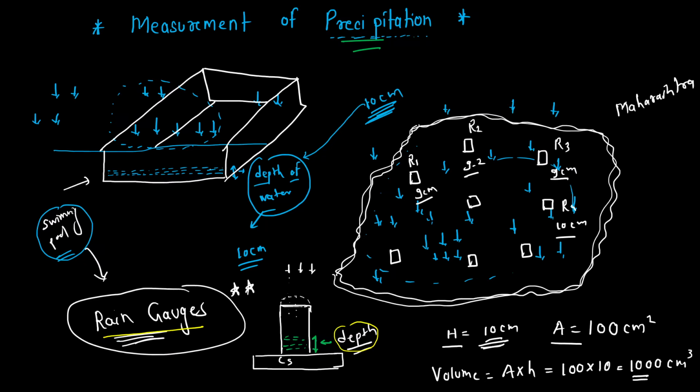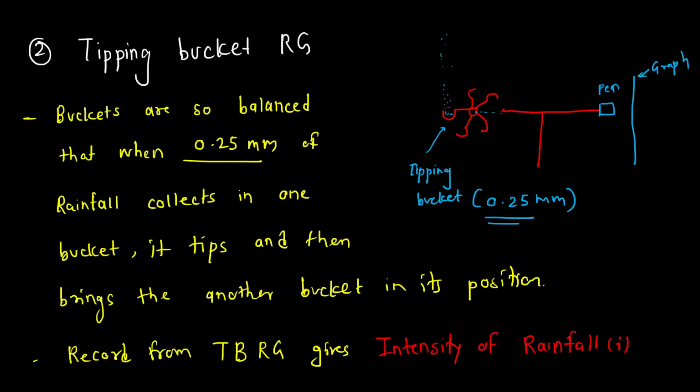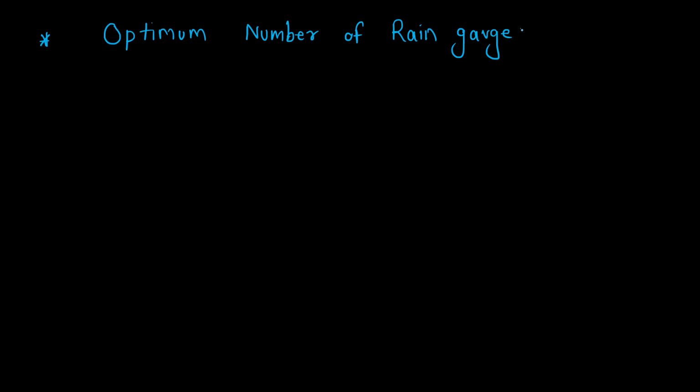Now, coming back to the main concept of precipitation. Today what we are going to see is, give the heading, optimum number of rain gauges. Optimum number of rain gauges. So what is the meaning of optimum number? In a particular area, there should be a minimum number of rain gauges to give the required degree of accuracy. Just pay attention here.